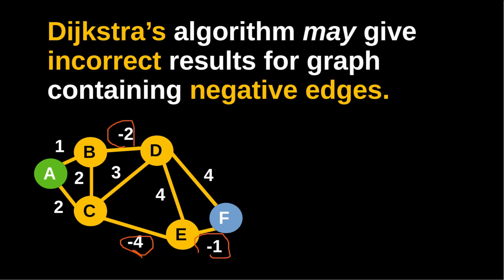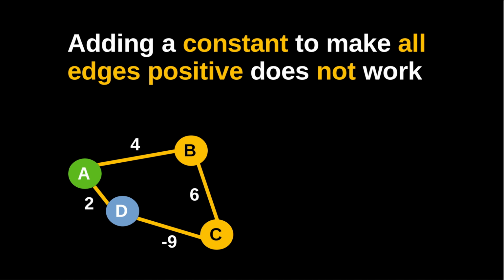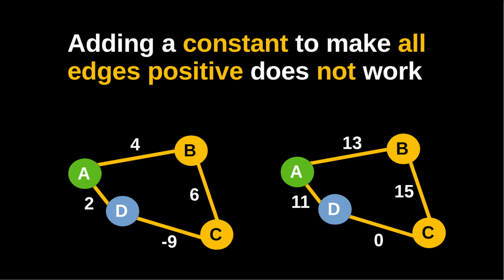Now, one may ask, if we have a negative weight, what if we add a constant to all the edges such that all the edges will be positive? Would that work? And the short answer is no. Here's an example. On the left-hand side, we have a graph, and one of the edges is -9. Suppose we add 9 to all the edges, we get the graph on the right. The shortest distance between A to D on the left-hand side is this path. While on the right-hand side, the shortest distance between A to D is this path. Here you can see that adding a constant to make all the edges positive and then running Dijkstra would not work for this graph.